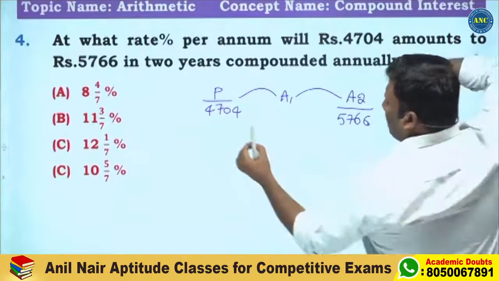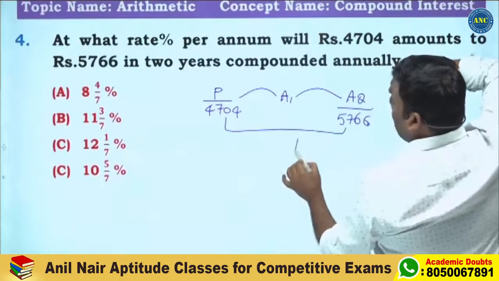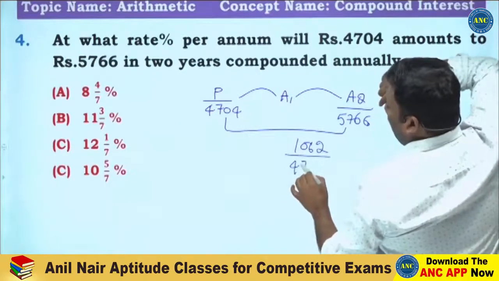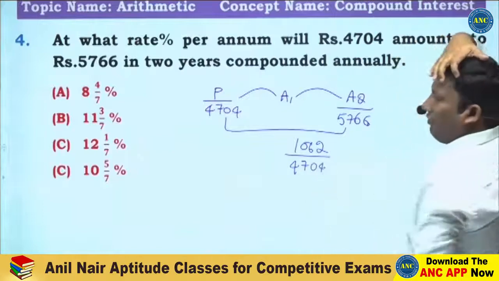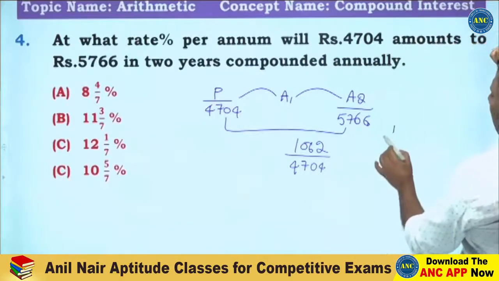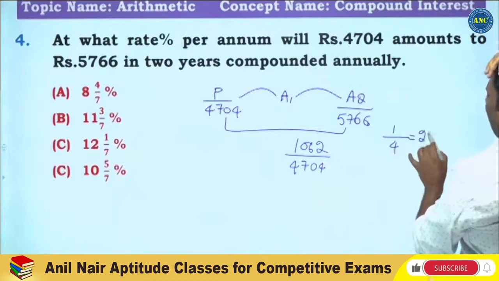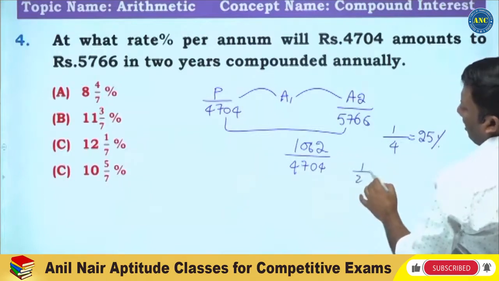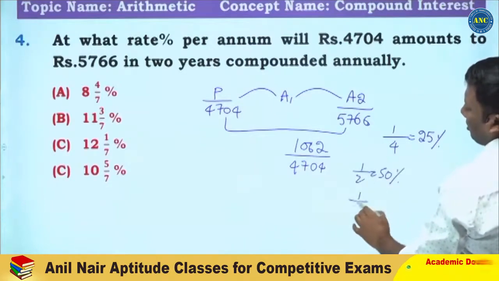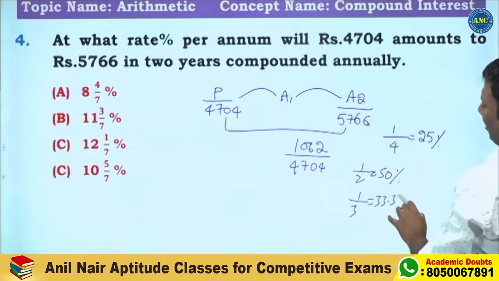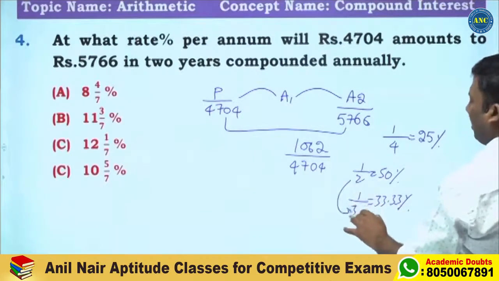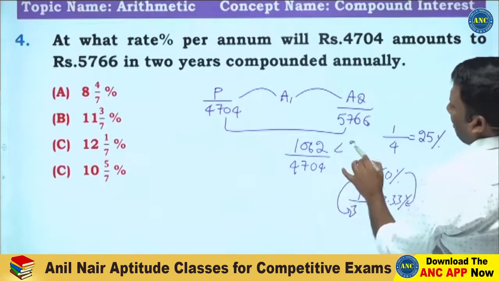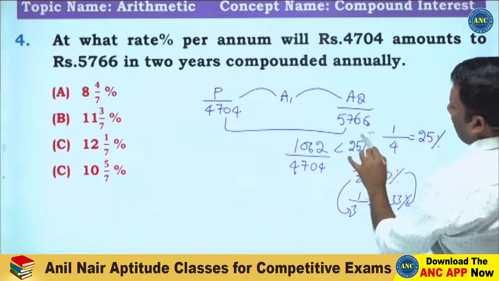Now if you observe, almost how much difference is there? 1062 difference is there, on 4704. 1 by 4 is 25 percent. Now see here, 1 by 2 is 50 percent, 1 by 3 is 33.33 percent. As the denominator increases, the value will decrease. That means this answer is just less than 25 percent.